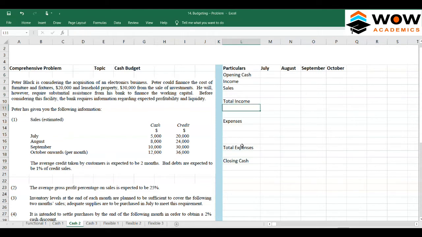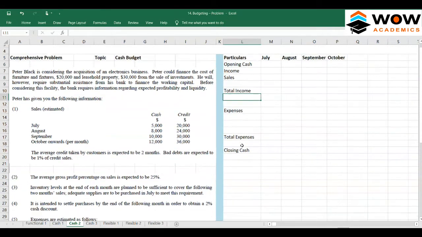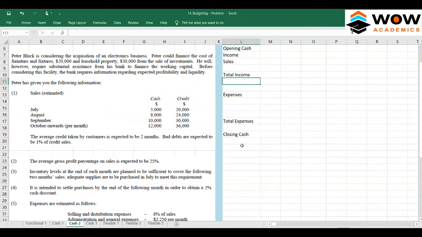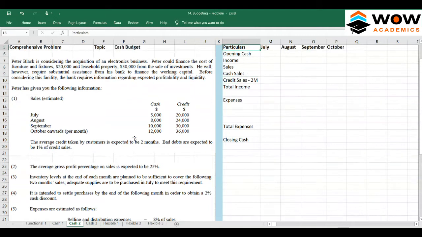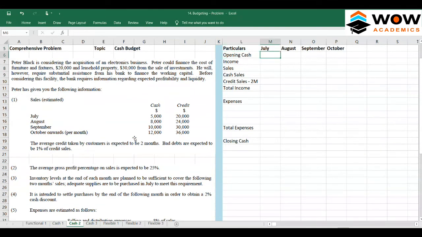So we'll start here. We can start with sales. For sales, there are actually two elements. One is cash sales, another one is credit sales. Credit sales has 2 months credit. So opening cash is 0.